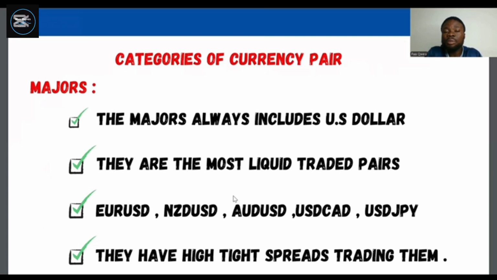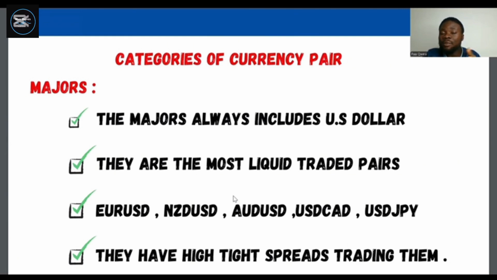So when it comes to the majors, you are pairing the Australian dollar with the United States dollar. Okay, so that is a major currency pair. You are pairing the New Zealand dollar with the United States dollar. That is a major currency pair. So you pair a major currency with the United States dollar, and the United States dollar too is a major currency, as it is heavily traded in the forex market. So that's why it is a major currency.